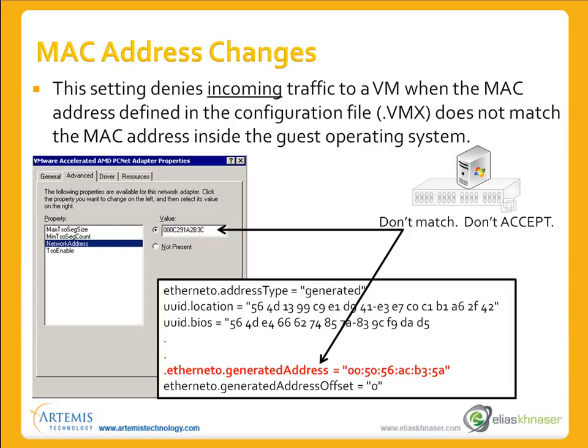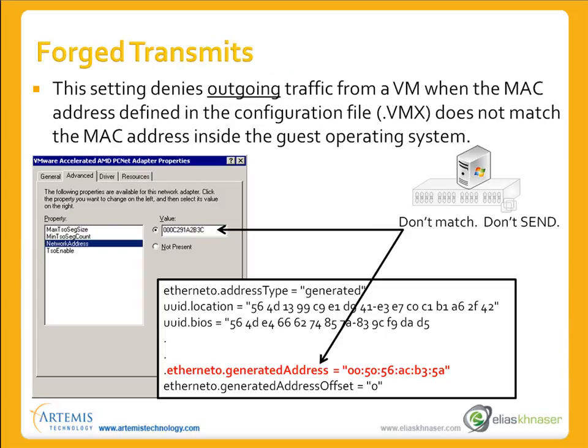Now, MAC address changes, as you can see because we've underlined it, is for incoming traffic into a VM. Now, for outgoing traffic from a VM, again, if the MAC address that's specified in the guest operating system does not match the MAC address specified in the VMX file, then the traffic is not going to pass through.